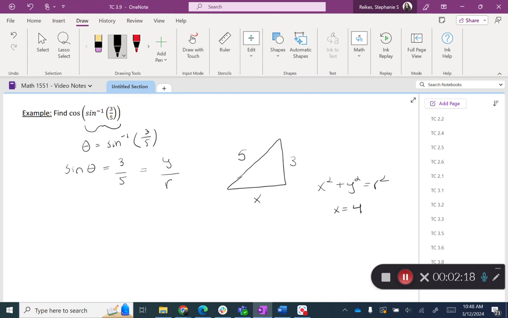All right, now that I have this information, I can go ahead and find cosine of this triangle. Again, recall our formula for cosine is x over r, and so our final answer is 4/5.